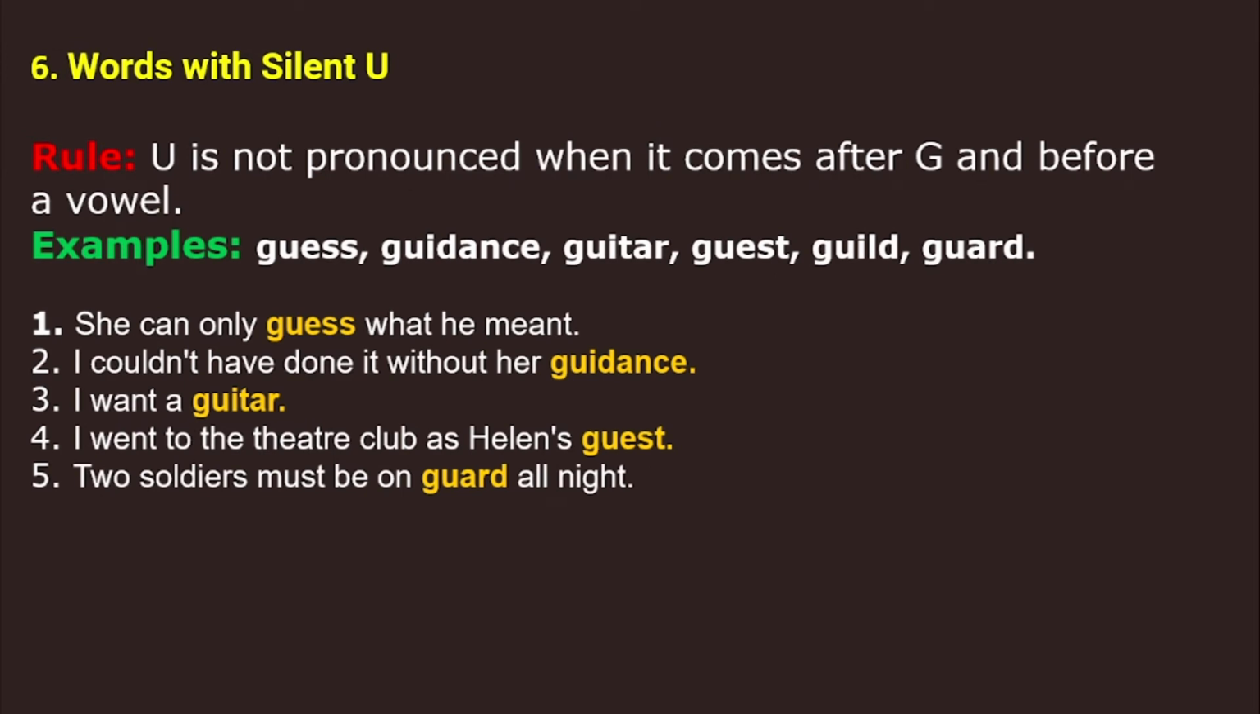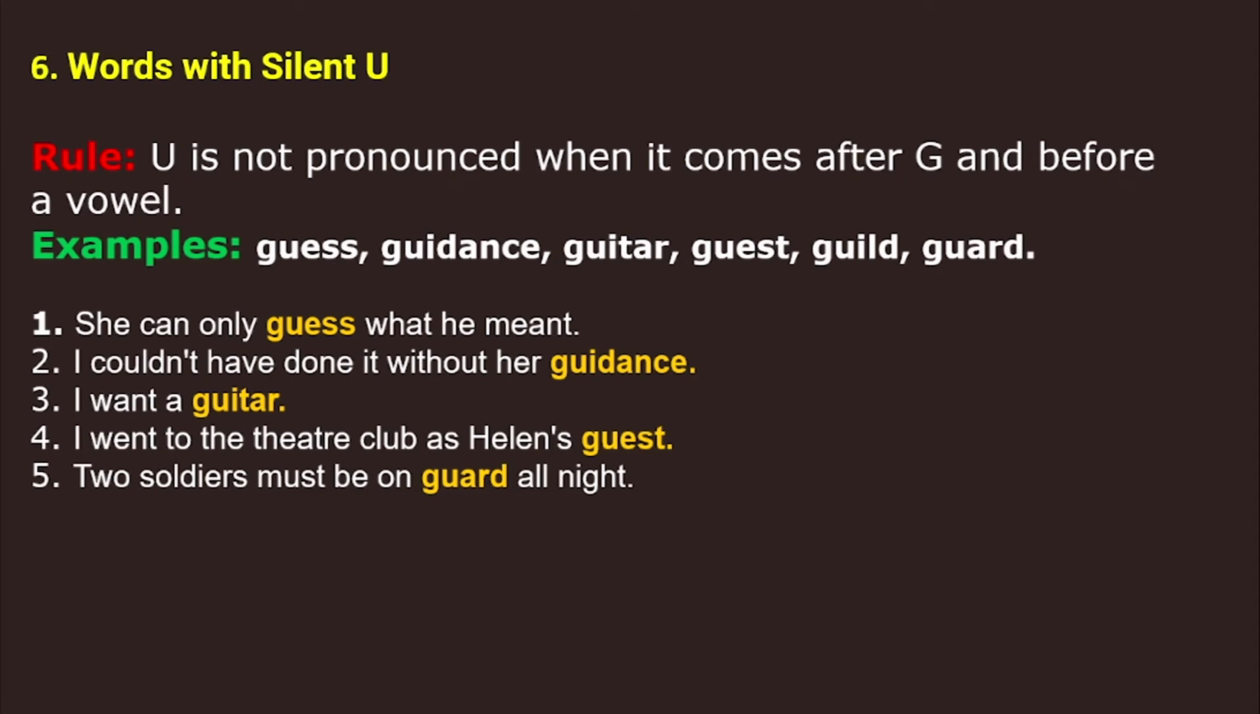Let's look at a sixth word with silent U. Let's look at the rule. U is not pronounced when it comes after G and before a vowel. Let's look at the examples. Guess, guidance, guitar, guest, guild, guard, etc.